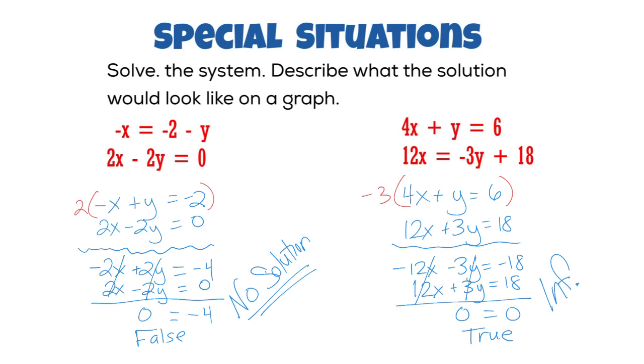That means the two lines landed on top of each other, but they kind of hid that. And when you first glance at these two equations, you're probably not going to notice those are really the same line, the same equation. Okie doke. There you go. There's your special situation.